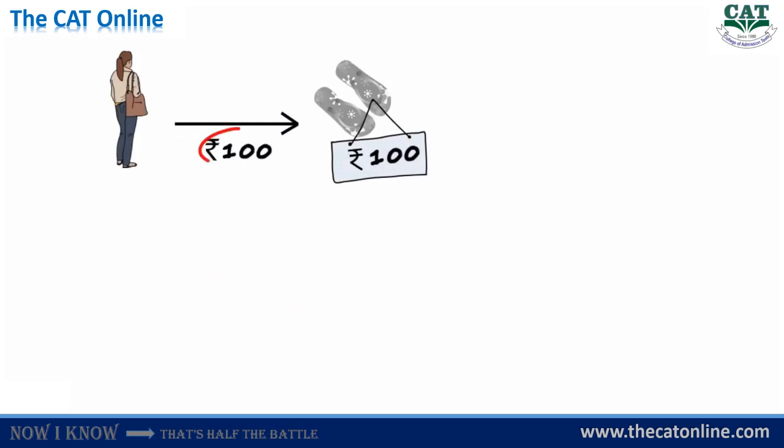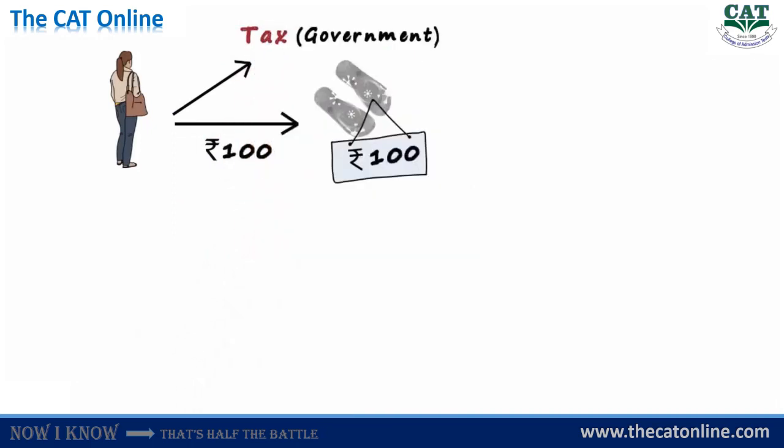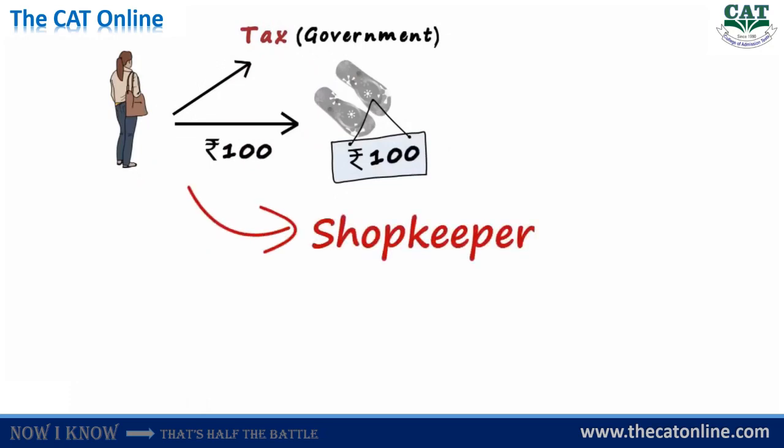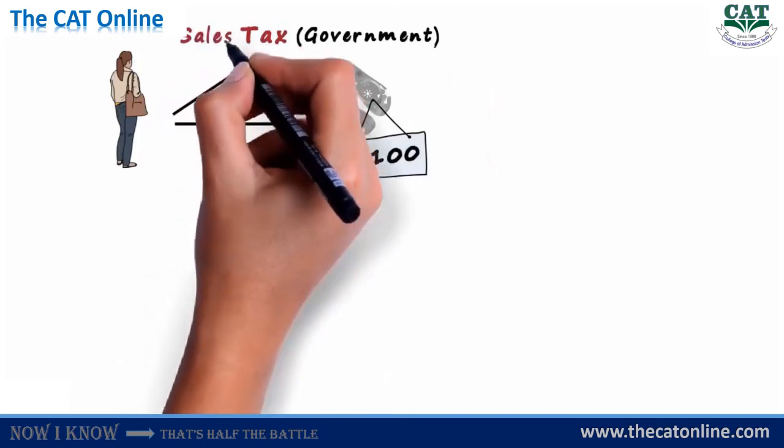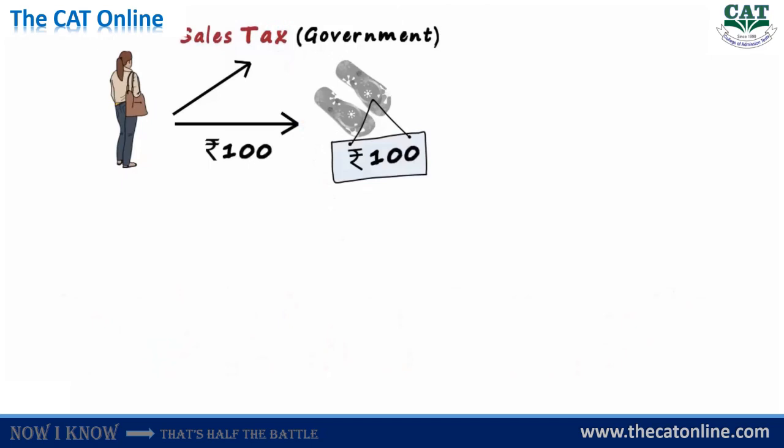No. Apart from this 100, she also has to pay something called tax, which goes to the government. So apart from the 100 rupees, this lady also has to pay an additional amount to the shopkeeper and the shopkeeper pays that amount to the government. This kind of tax is called sales tax. Basically, it is the tax that is paid by the shopkeeper to the government for selling the goods. And the shopkeeper collects that tax from you. Assume the sales tax rate is 10%.